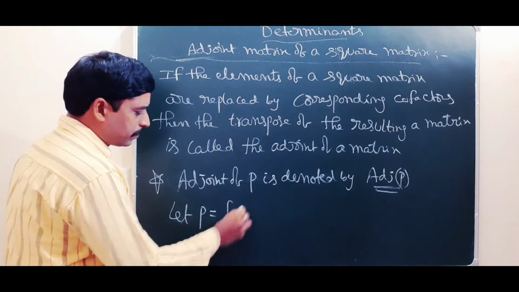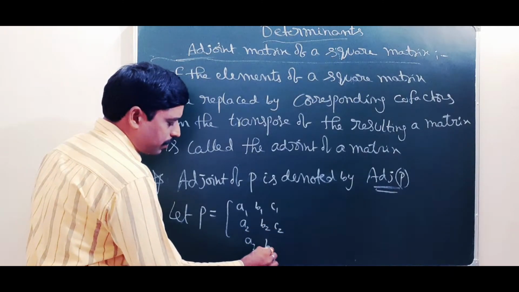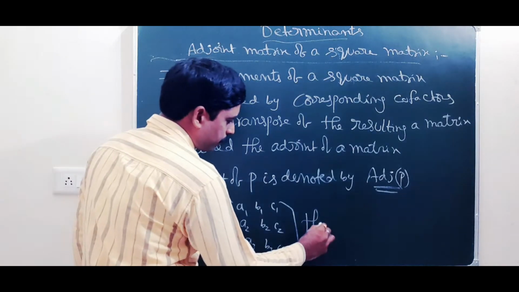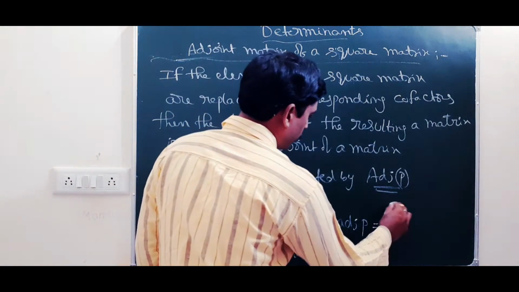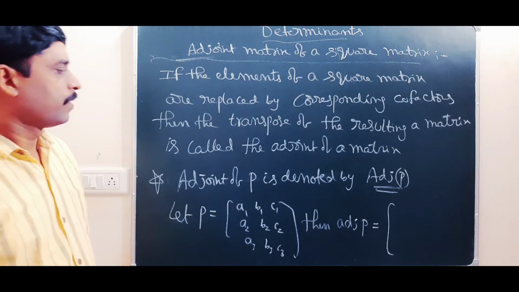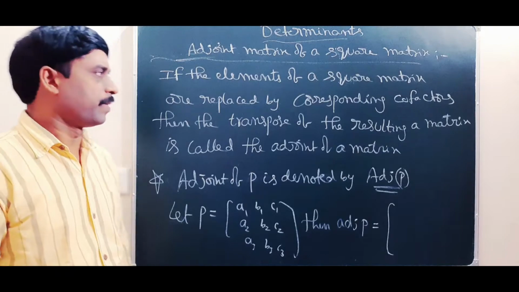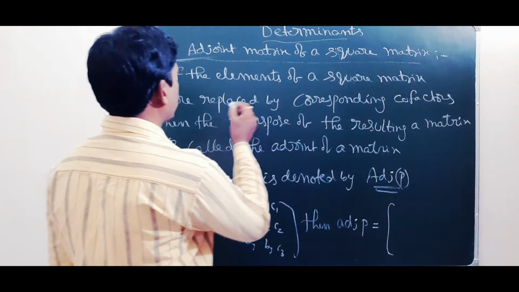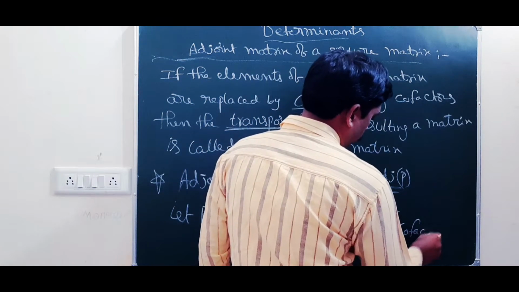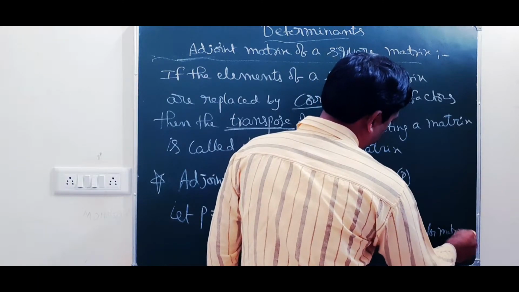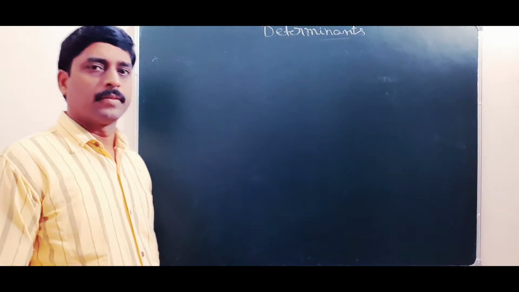So I give one example. P is equal to A1, B1, C1, A2, B2, C2, A3, B3, C3. Then what will the adjoint of P be? The transpose of the cofactor matrix is called the adjoint of P. So what is adjoint P? Transpose of the cofactor matrix.